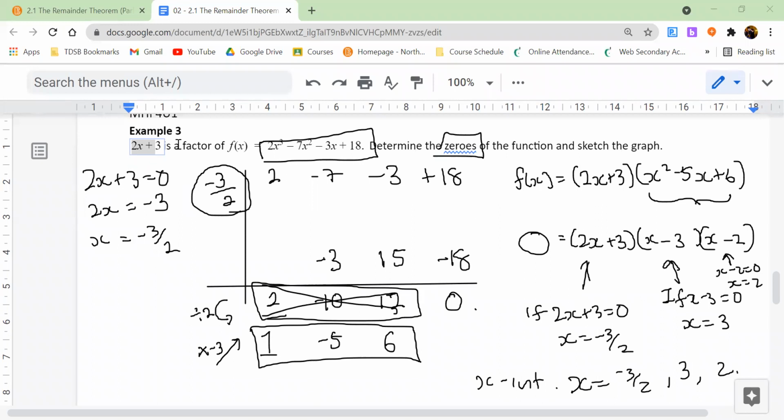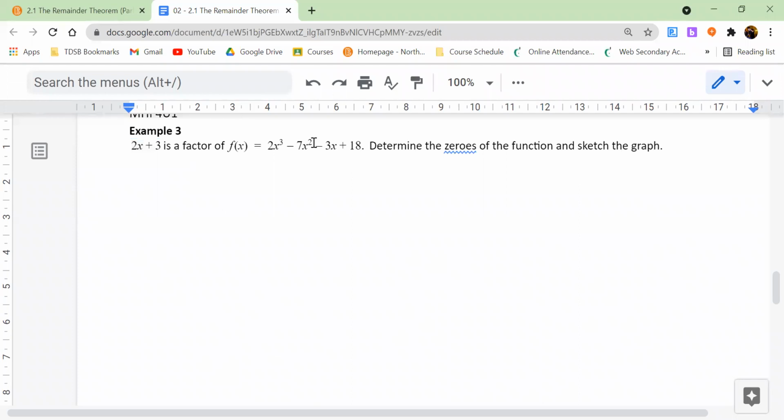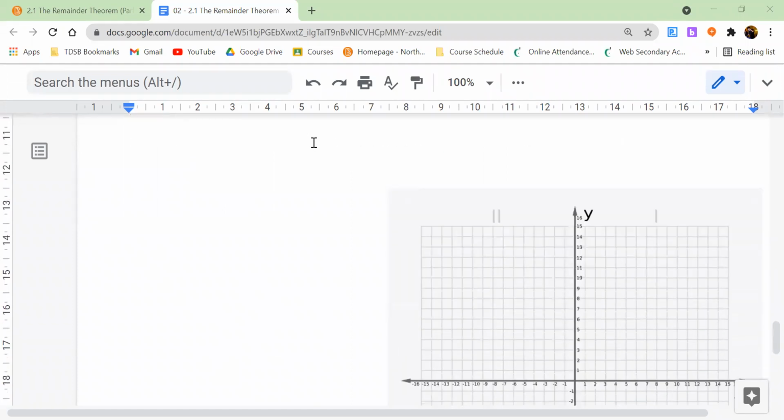But of course, you're going to have to practice what you're supposed to do if the factor is of the form ax minus b, not just x minus b. Like, what do you do when there's a number in front of the x? Again, I invite you to pause the video or go back to revisit it.